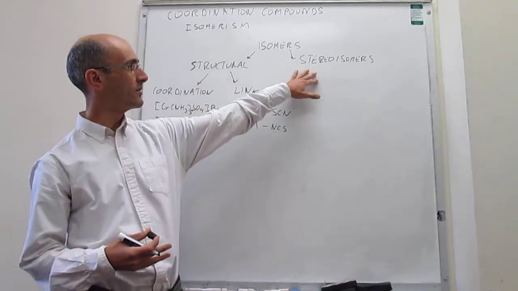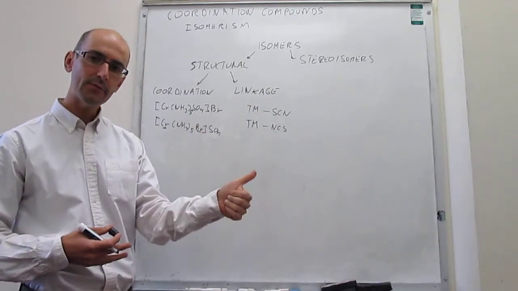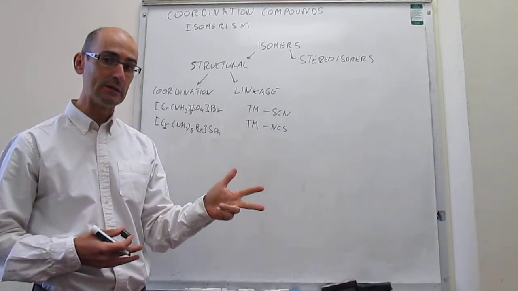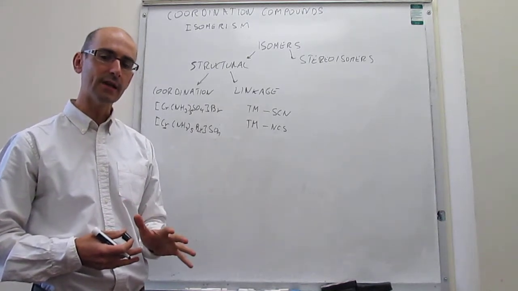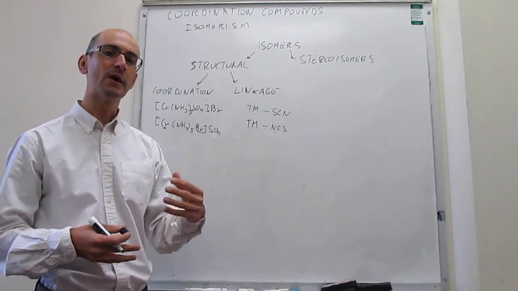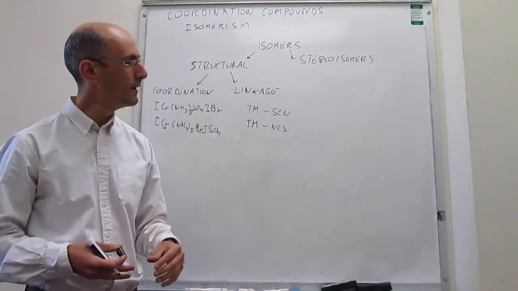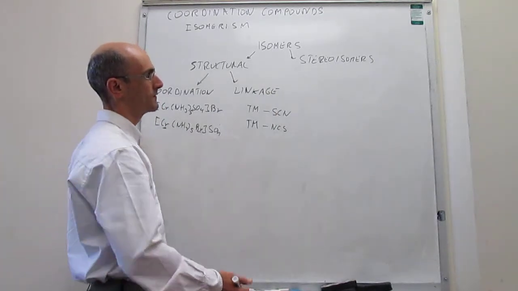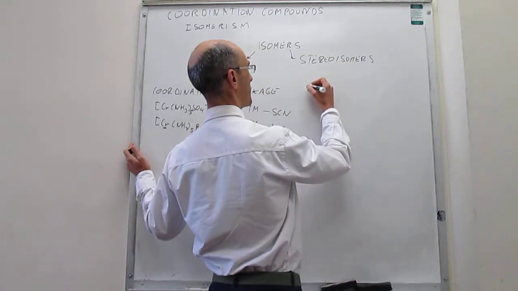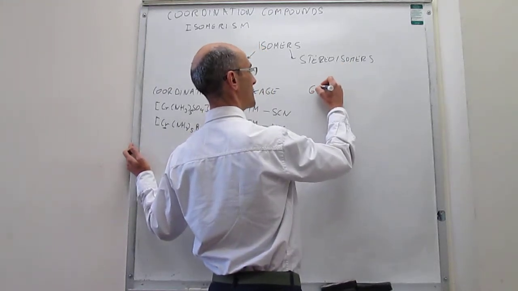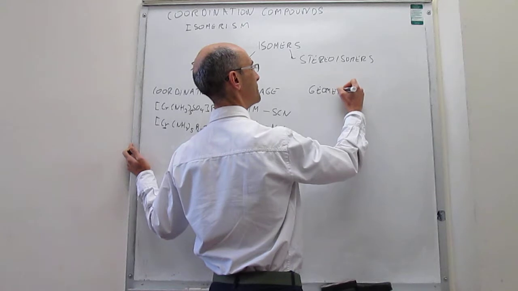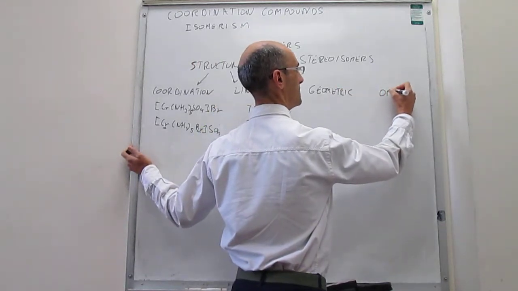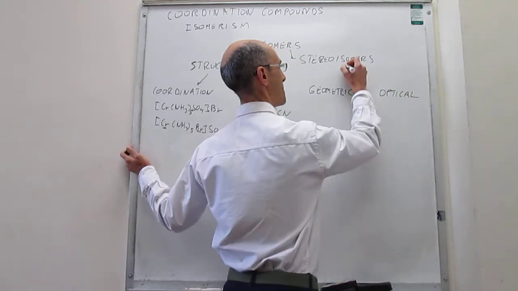Now in stereoisomers, you have the same number of atoms, the same type of atoms, and they're going to be bonded through the same bonds. The only difference between the isomers then is how those atoms are arranged in space. Here we're also going to distinguish two classes of stereoisomers. We're going to have on the one hand geometric isomers, and also optical isomers.